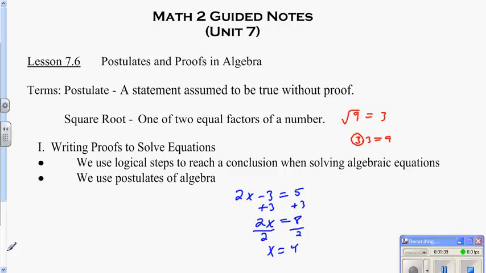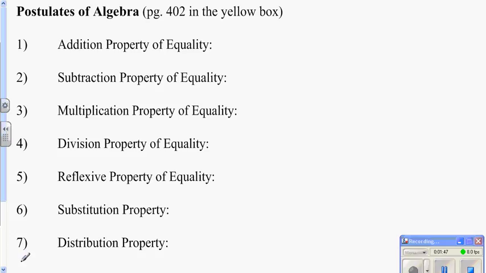And the justifications that we're going to use are things you've learned in elementary and middle school. And these are the postulates. They don't need to be proved. We assume them to be true, and they are on page 402 in the yellow box if you want more of this. But these are things we've done before and actually use all the time now, but we just don't know the name of the justification. The addition property of equality says that if you have A equals B, I know that I can add the same amount to both sides and it would still be equal.